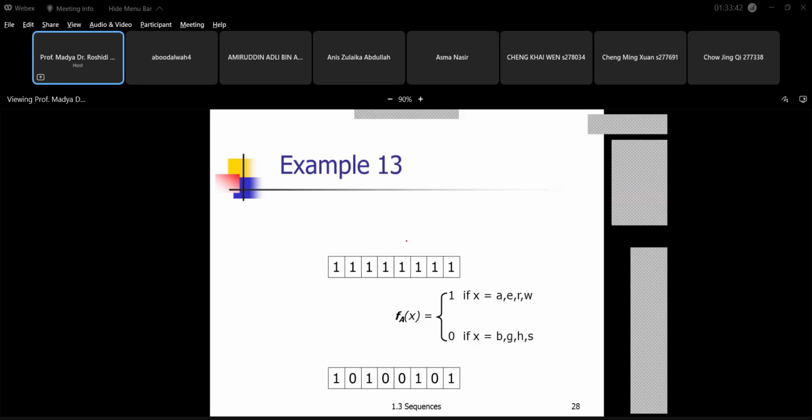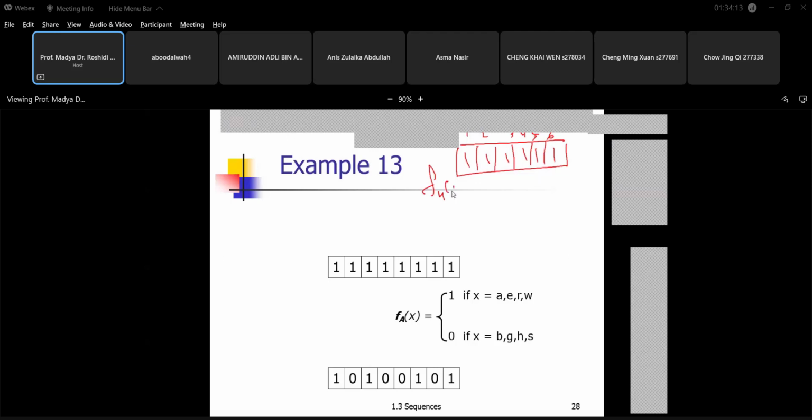Okay, how about once we need to represent the whole set? For example, in the previous idea we have 1, 2, 3, 4, 5, 6. We need to represent the whole universal set. We just put 1, 1, 1, 1, 1, 1. That's the idea to represent the whole universal set.